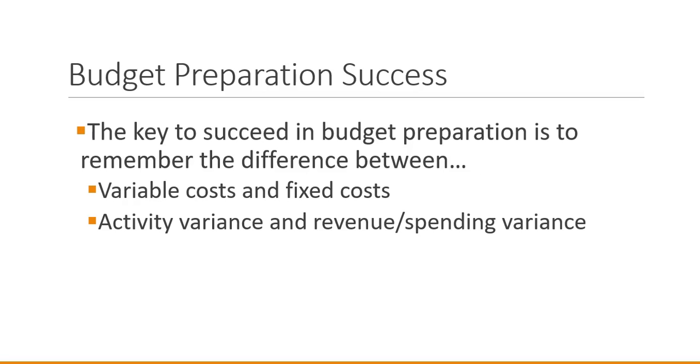To make this process work, it is important to keep 2 points in mind. One, variable costs change when sales levels change, and fixed costs do not. And it's also important to keep in mind that the difference in activity variance and revenue spending variance is that the first is based on the difference in planned versus actual unit sales, whereas the second doesn't take into consideration the change in unit sales. That's factored out. The second, the revenue and spending variance, is only looking at changes in planned versus actual sales price per unit, variable cost per unit, and fixed costs.